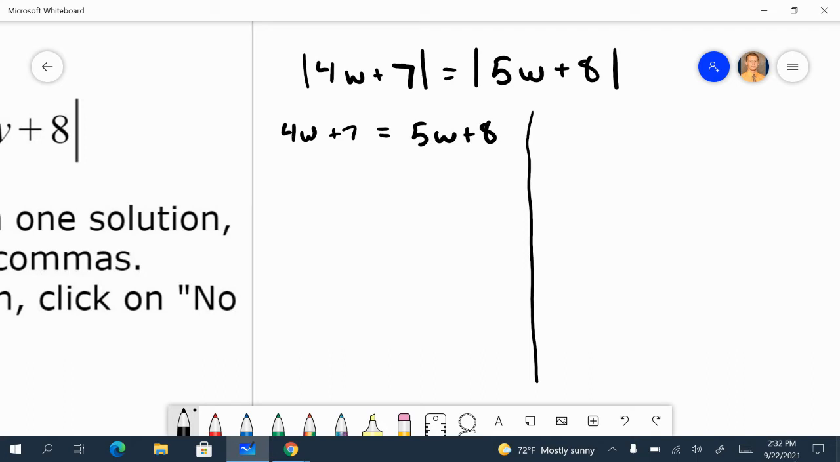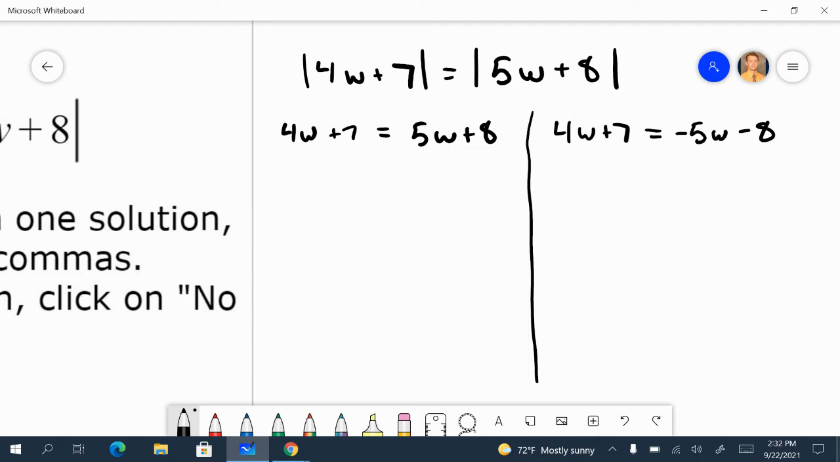My second one is going to be if I were to change this side into a negative. So it would look like this. The 4W plus 7, that's not changing. We're going to set that equal to negative 5W minus 8. So I just basically ran a negative through that entire side. At this point, we're just going to solve for W on both of these equations.